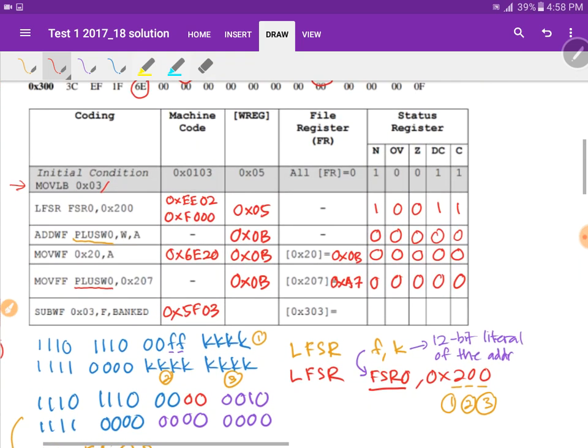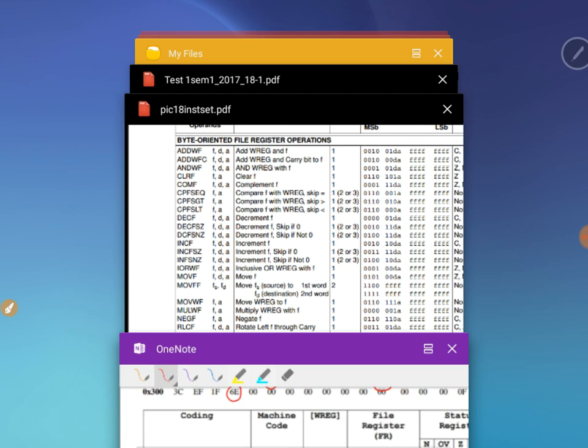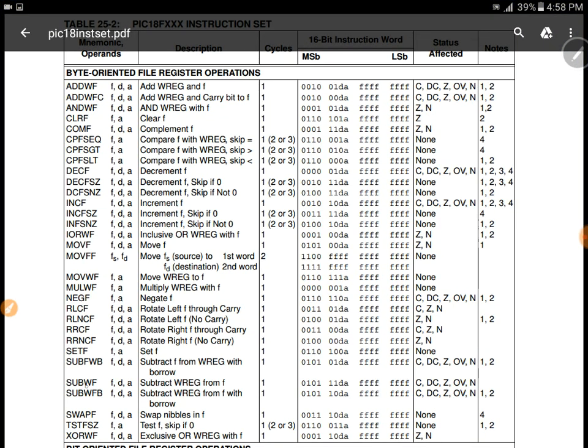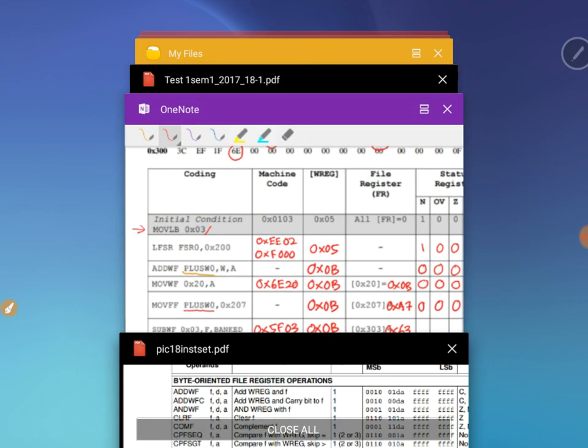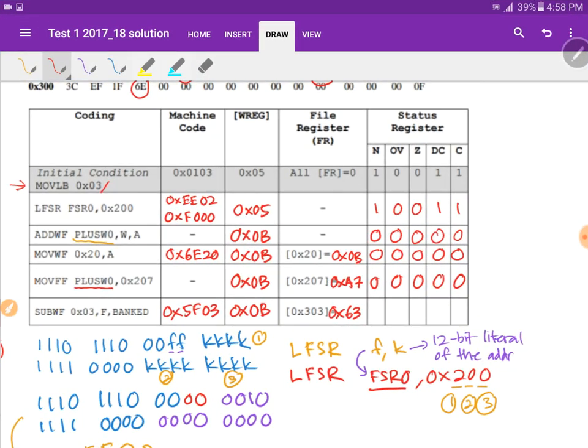So let us try to fill in this one. What is the content of working register? It remains unchanged because we stored the answer in 303. So what is the answer here? It will be hex 63. Does this instruction affect the status register? Let us look. Subtract working register from file register. Yes, it affects all the status register.